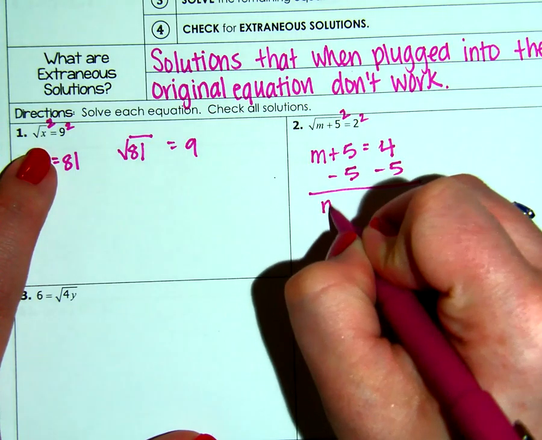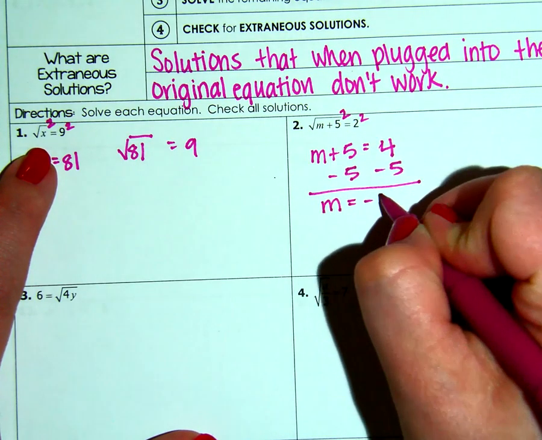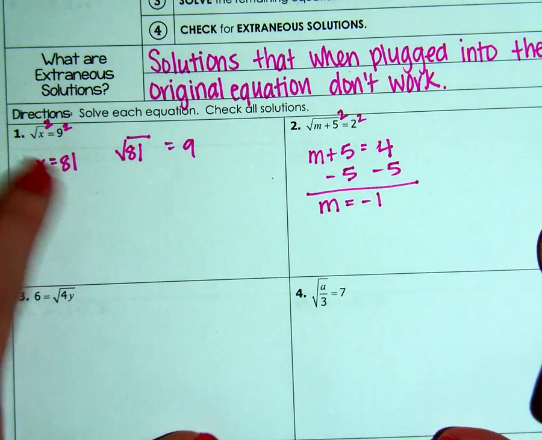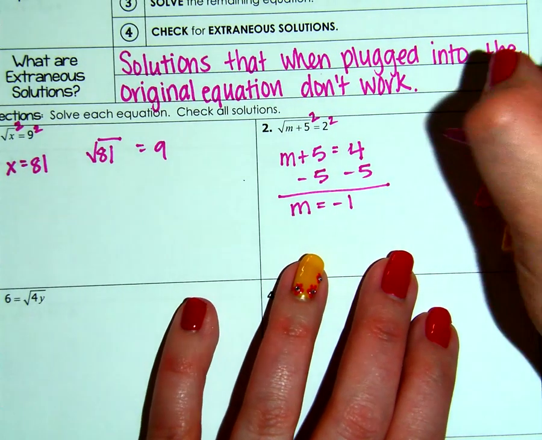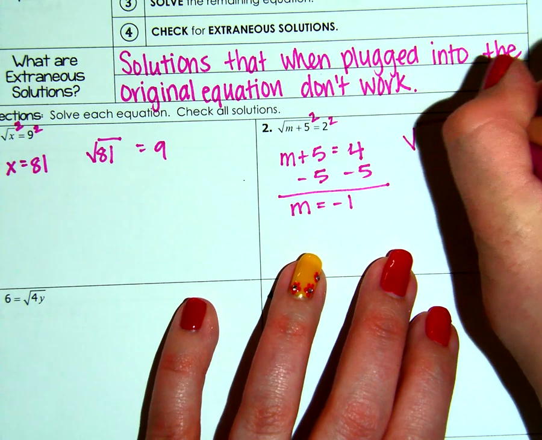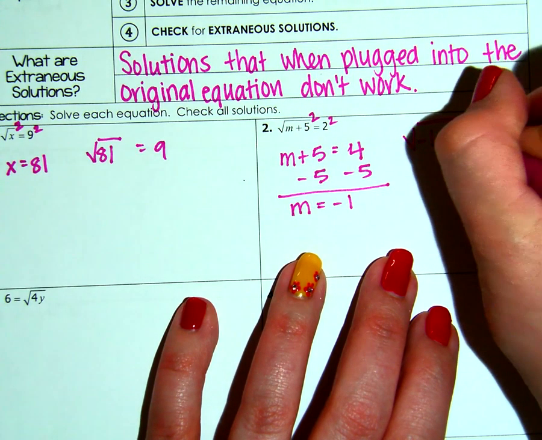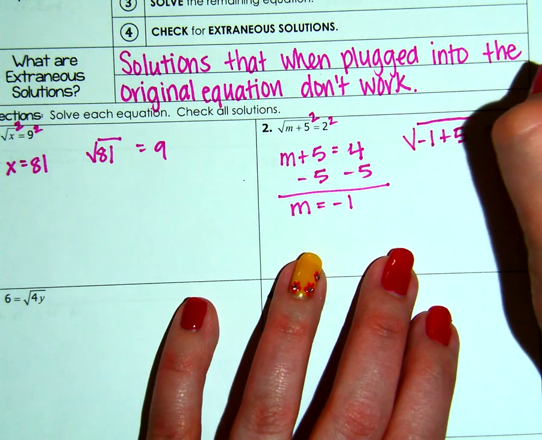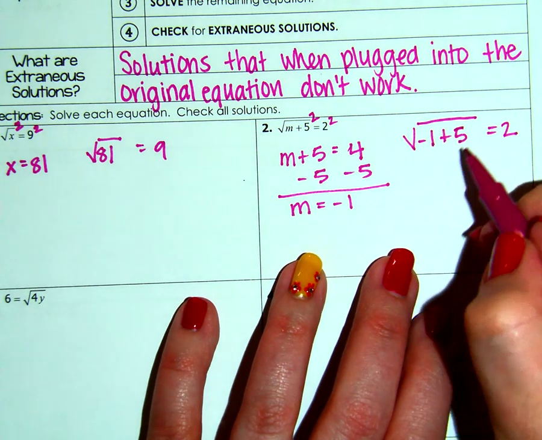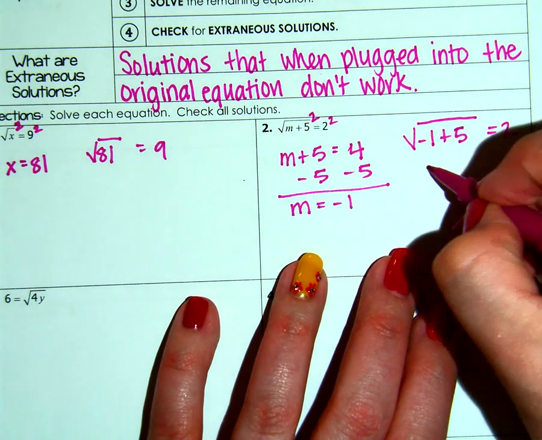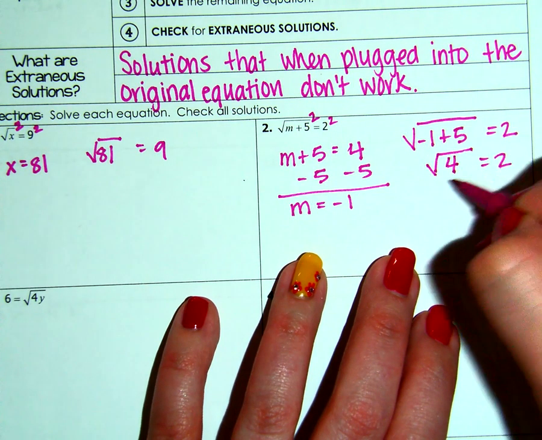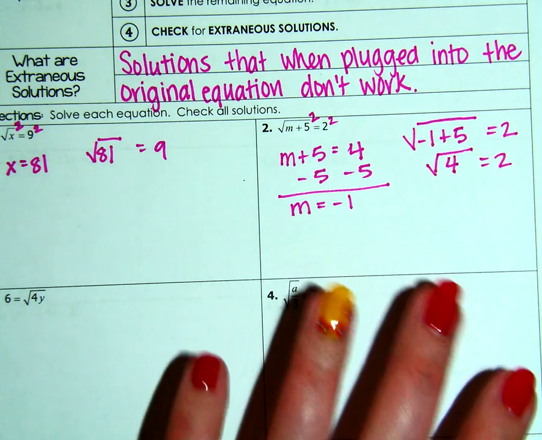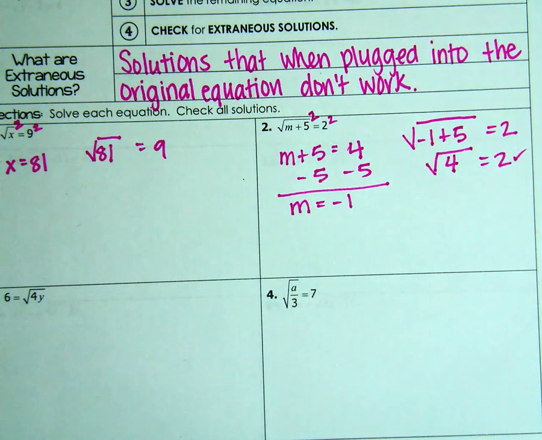So then I would get m is equal to -1. And so then I want to make sure that that is indeed a solution. So I'm going to plug that back into the original equation. So I have -1 plus 5, and that should equal 2. Well, -1 plus 5, that equals 4. Does the square root of 4 equal 2? Then this indeed is a solution. Okay?